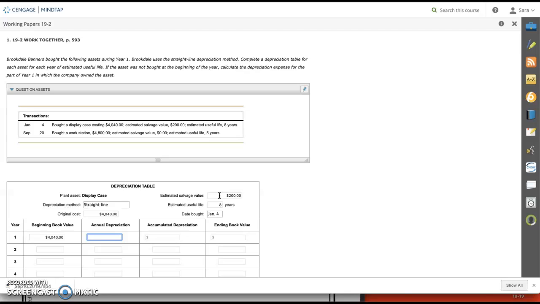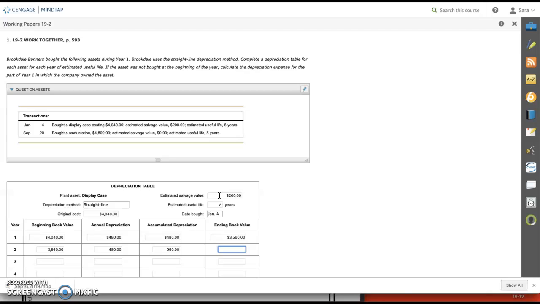And since we bought this one in January, this first one should be pretty simple. So $480, accumulated depreciation will be $480. And then we'll take the $4,040 minus $480 and get $3,560. So then our beginning book value is going to be what we just had for ending, so $3,560. Annual depreciation for this one will always be the same, $480. And so then $480 plus $480 for accumulated is $960.